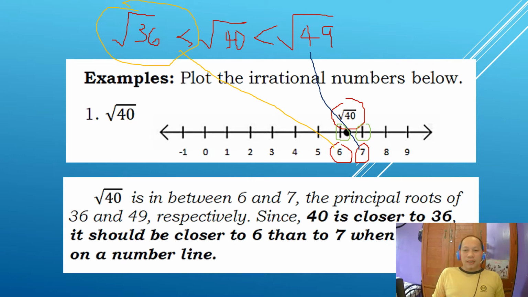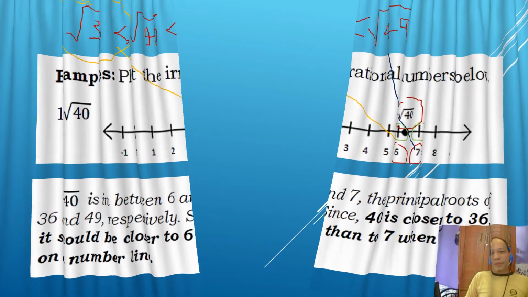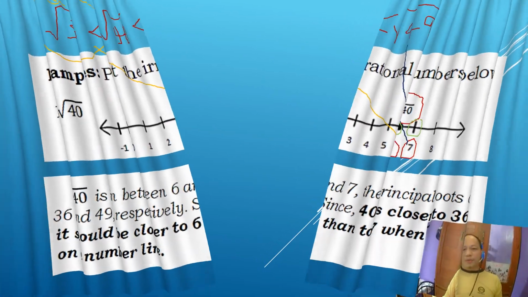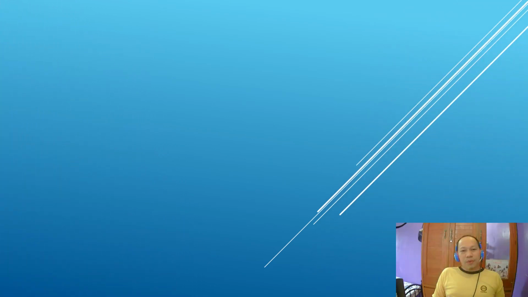Okay? So, kaya nga sinasabi dito, yung square root of 40 ay mas malapit sa square root of 36. Kaya ang point natin ay nandito. Okay? So, andyan yung square root of 40. Okay? So, mas malapit siya sa bandang kaliwa sa square root of 36. That's example number 1. How about example number 2?